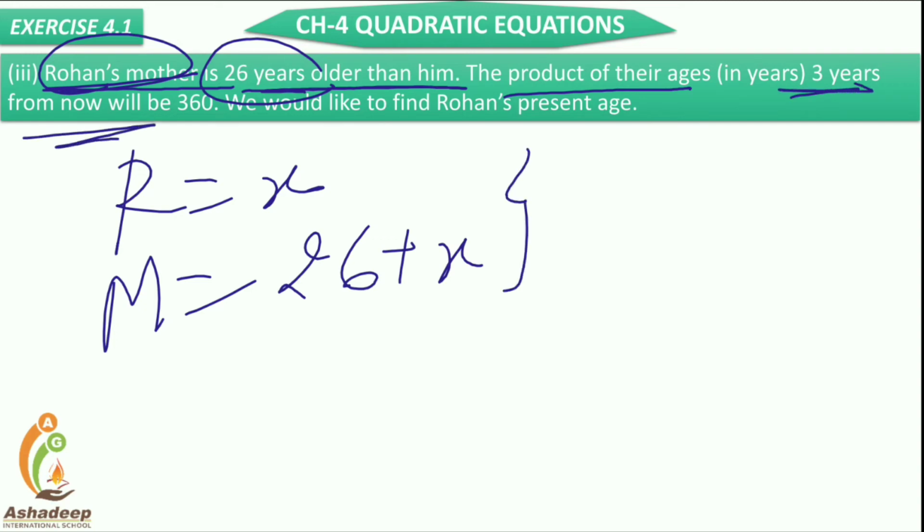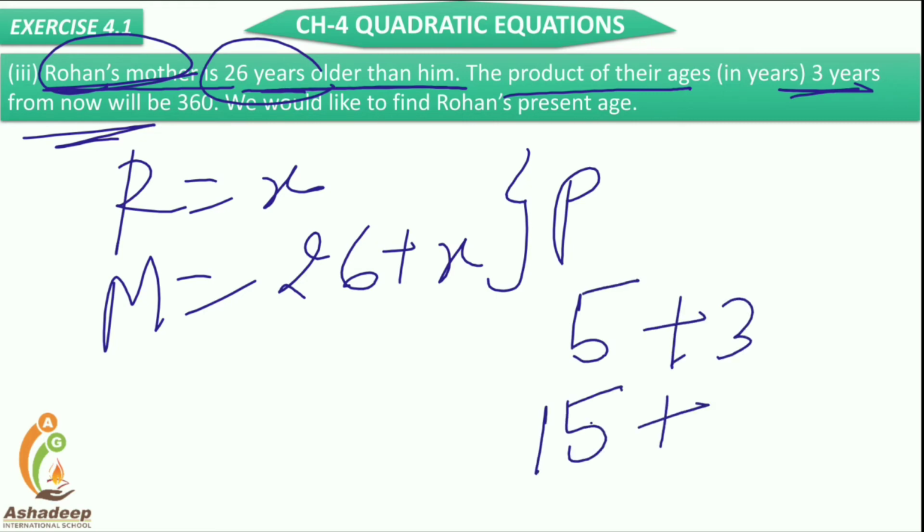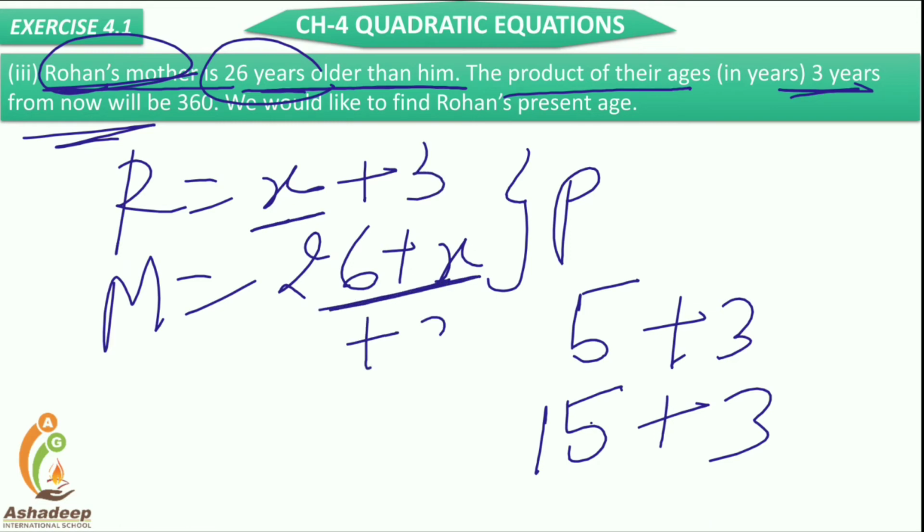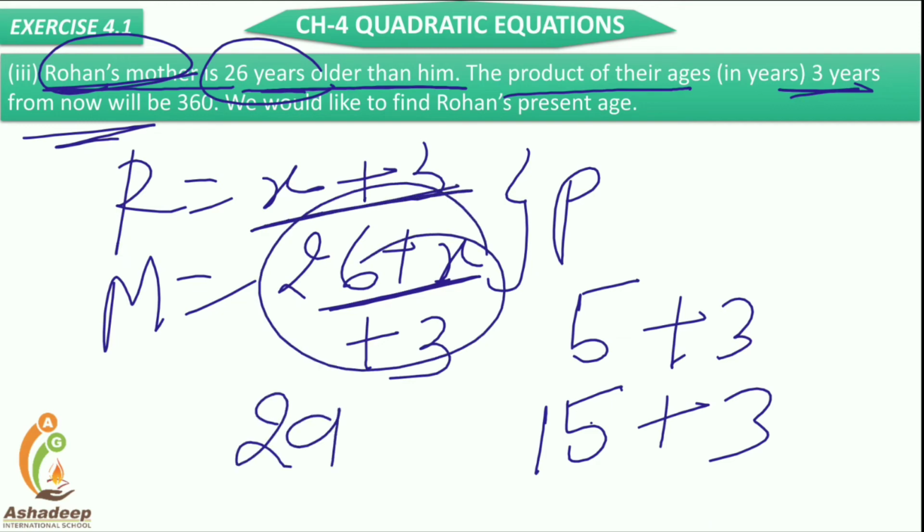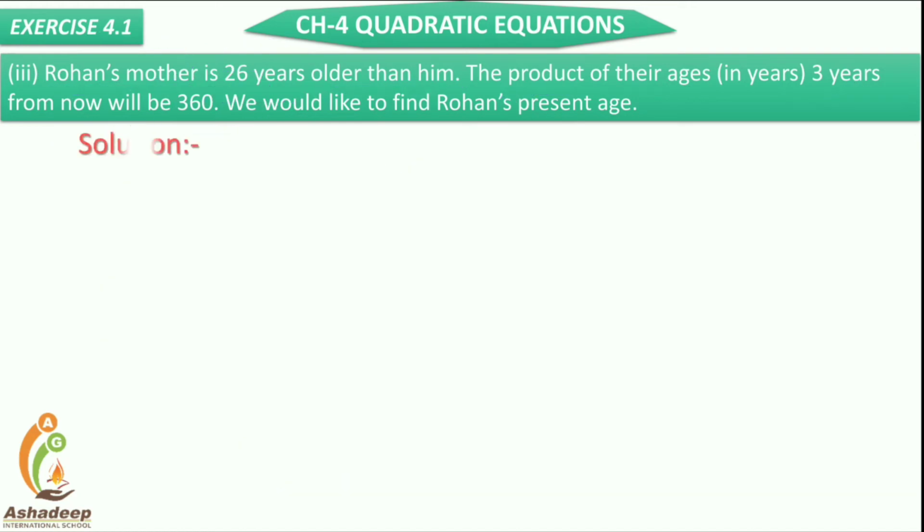तो ये तो उन लोगों की प्रेजेंट एज है. लेकिन यहाँ पर दिया है कि 3 साल के बाद. तो अभी आप 5 साल के हो, 3 साल के बाद कितने हो जाएगा, तो +3. अभी आप 15 साल के हो, 3 साल के बाद +3. सिमिलरली प्रेजेंट एज x है, तो 3 साल के बाद इसकी एज x + 3 हो जाएगी. सिमिलरली इसकी भी एज 3 बढ़ जाएगी. तो इसकी एज तो हो गई x + 3, लेकिन इसकी एज हो जाएगी 29 + x. तो 29 + x into x + 3 is going to be 360.